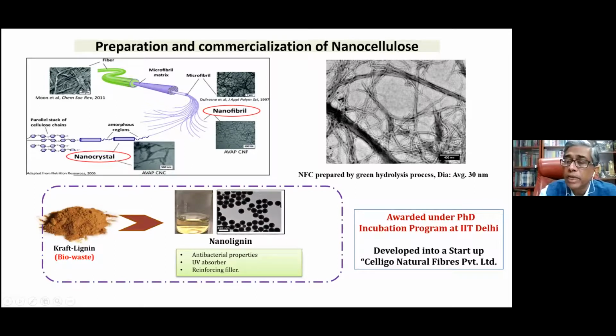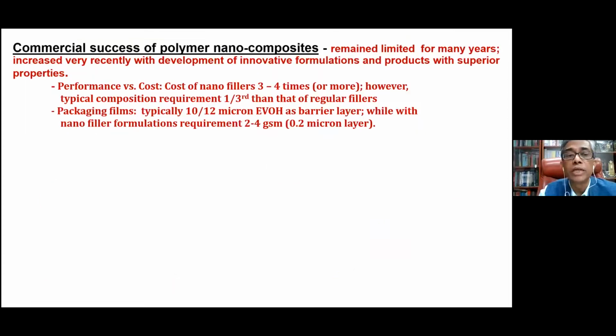Very recently, a startup has come up from our IIT Delhi, which has been supported by the PhD incubation program at IIT Delhi, and we developed a company which is called Cellulogo Natural Fiber, which we have seen having a super absorbent property of at least, I don't know, about 10 times the other absorbing material that has been used, and we are looking for many different applications.